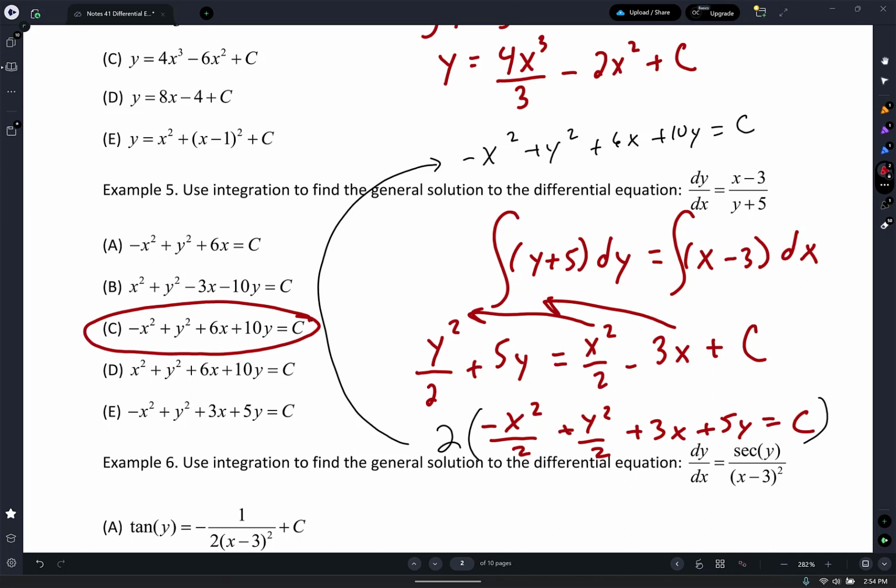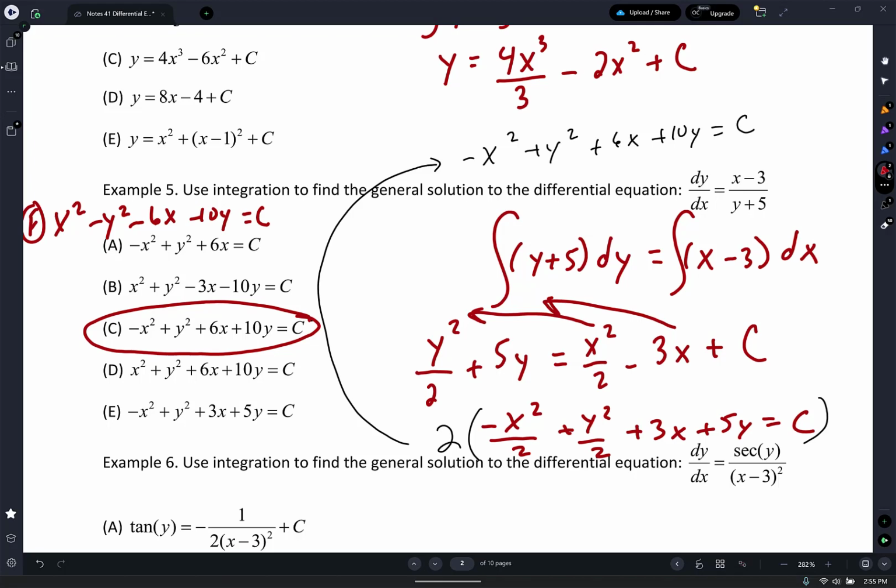By the way, guys, they would never have both of these answers here. But if you would have seen x squared minus y squared minus 6x minus 10y, that one would have been correct also, because that's like multiplying everything by a negative 2. And remember, a constant times a negative number, is it still a constant? Yes. So it still would have been a correct answer. Cool or not cool, guys?